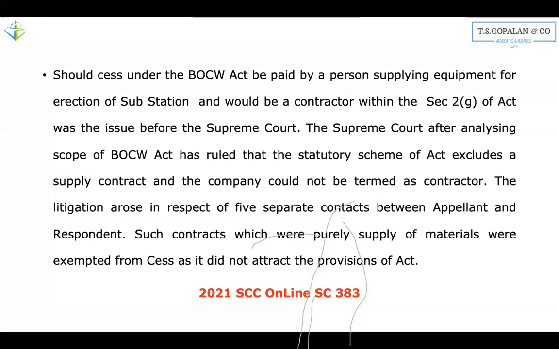So therefore, going forward, instead of having a composite contract which has materials in it, you could consider taking that out and having only a contract for materials, and in that manner your cess amount comes down, and you could rely on this judgment of the Supreme Court in this regard.